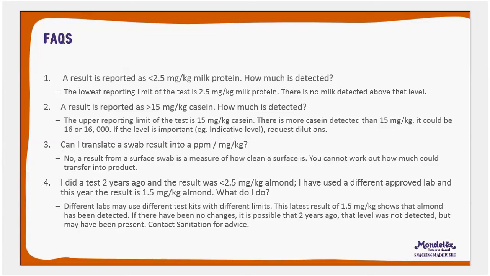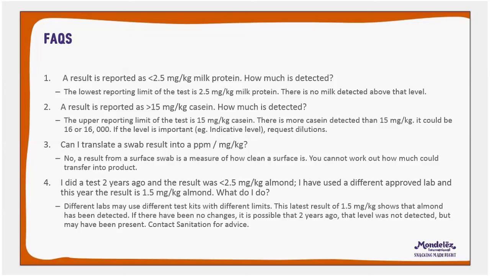If I've done some quantitative swab testing, can I translate the result I have from a swab test into a part per million or a milligram per kilogram? And the answer is no. The result from a surface swab test is just a measure of how clean the surface is. You cannot do any kind of calculation to work out how much might transfer into the next product, which is why the next offline product is such an important element in cleaning validation.